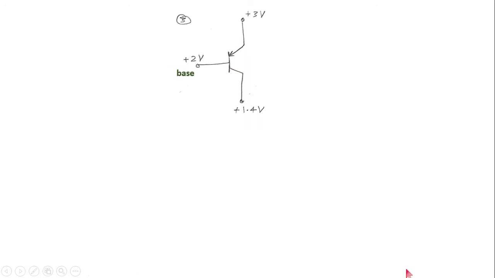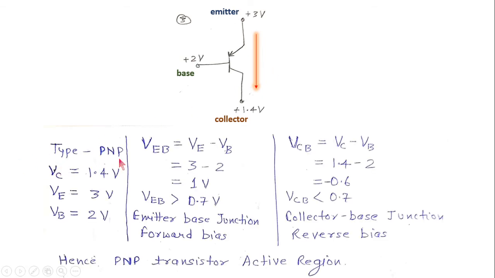Come to the next question. Again the arrow direction is inside, and the arrow direction represents the emitter terminal, the opposite one is the collector terminal, and this one, we know, is the base terminal. So emitter, collector, and the direction of flow of current. Direction of flow of current is from emitter to collector. It means this is a PNP transistor. Remember, emitter to collector is PNP, collector to emitter is NPN. So type is PNP. What is VC?